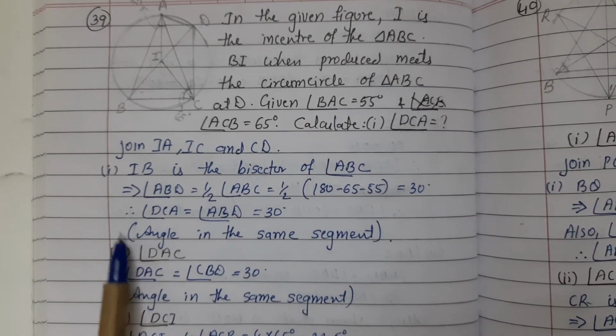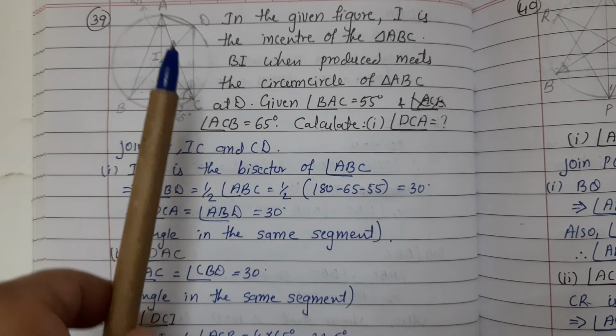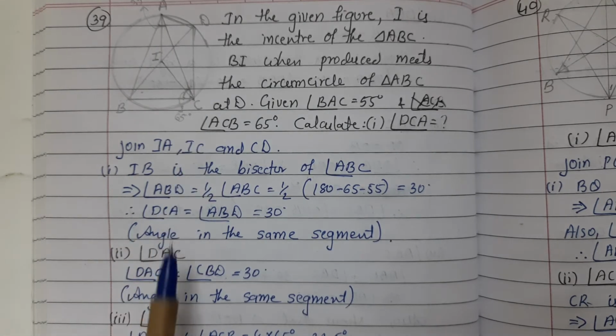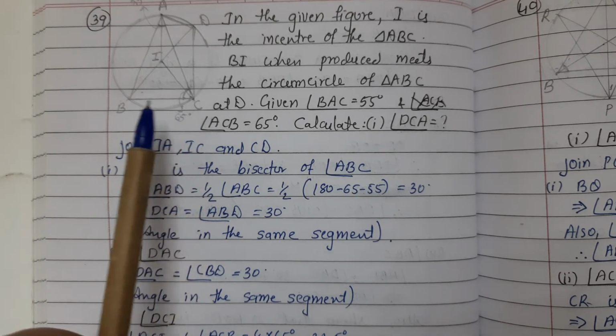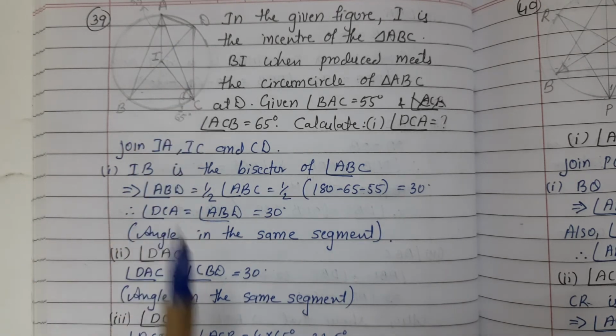Second part, find angle DAC. Angle DAC is equal to angle CBD equal to 30 degrees, angles in the same segment.